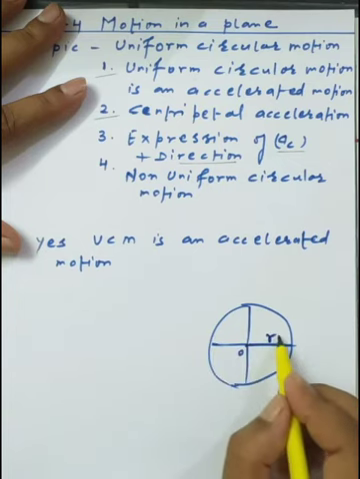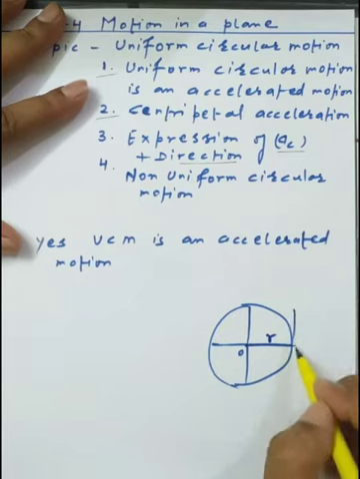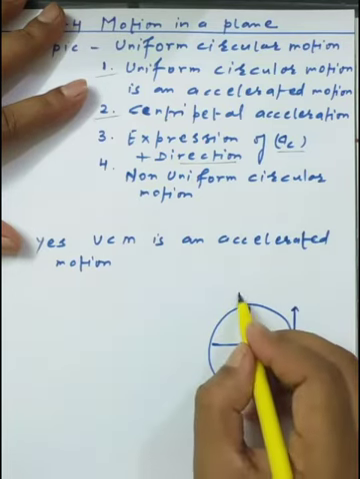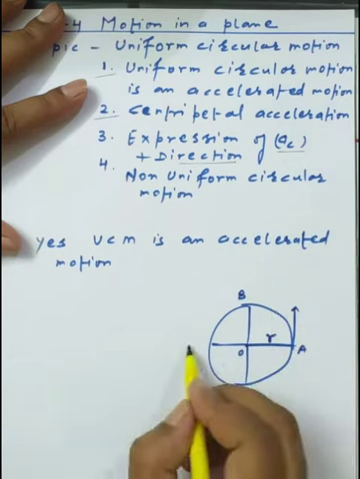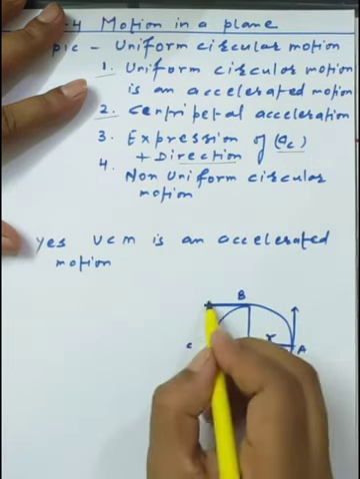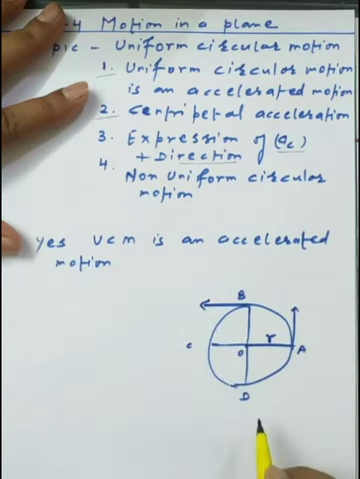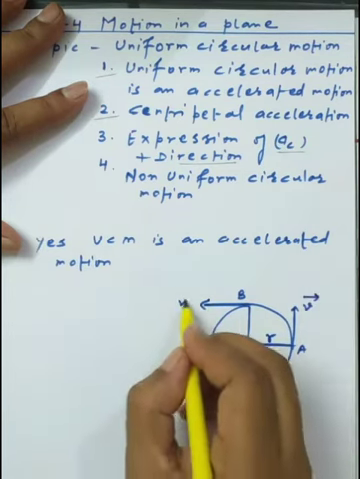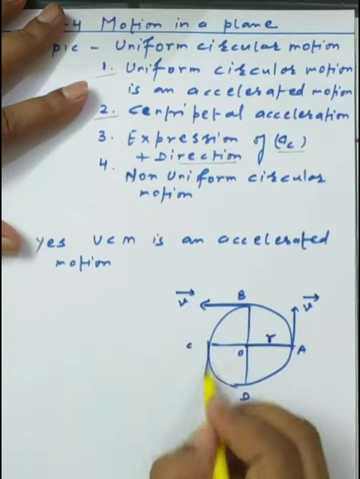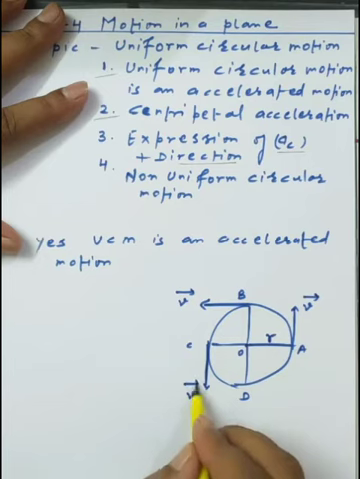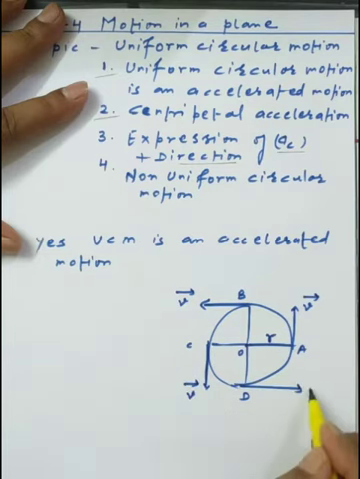the radius of the circular path, that is called r, and at each point on the circular path, suppose this point is A, this is B, this is C, and this is D. At each point we represent its linear velocity by the help of the tangent, that is called v. Okay, velocity vector we have. By the help of the tangent we represent the velocity vector. So this is the concept of the velocity vector.